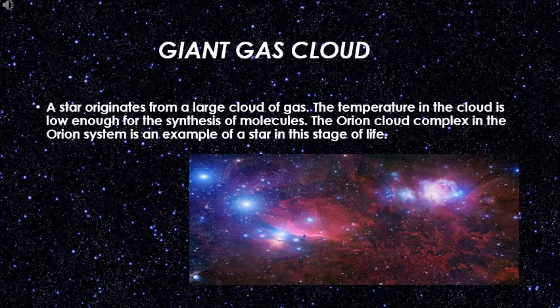The gas cloud. A star originates from a large cloud of gases. The temperature in the cloud is low enough for the synthesis of molecules. The Orion cloud complex in the Orion system is an example of stars in this stage of life. A famous example of one of these huge clouds is the Orion Nebula in the constellation of Orion. It is visible with the naked eye if the sky is dark enough.